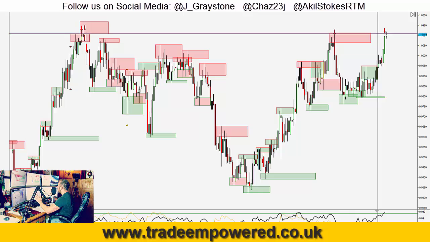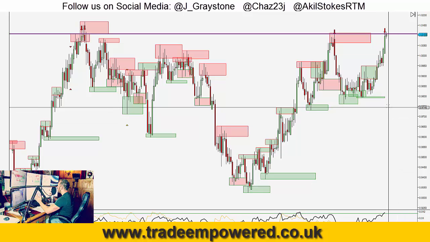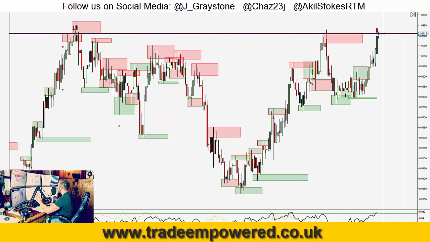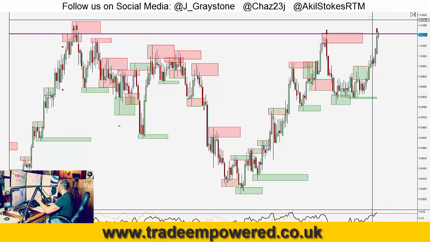You CTS style traders, you might be looking at RSI going overbought. You might be looking for a double top or something like that on a lower time frame as your reason to get involved in this move to the downside.